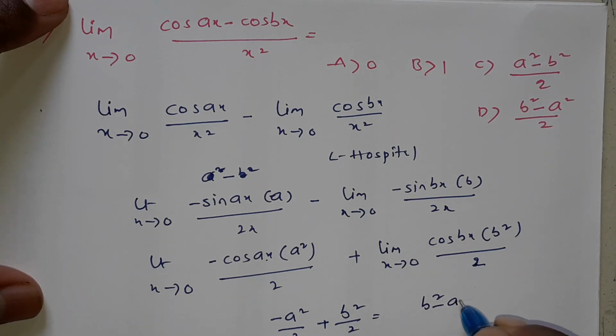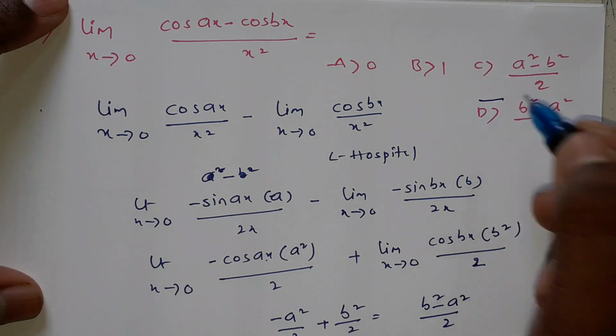B square minus a square by 2 is the answer. Answer D is the right answer.